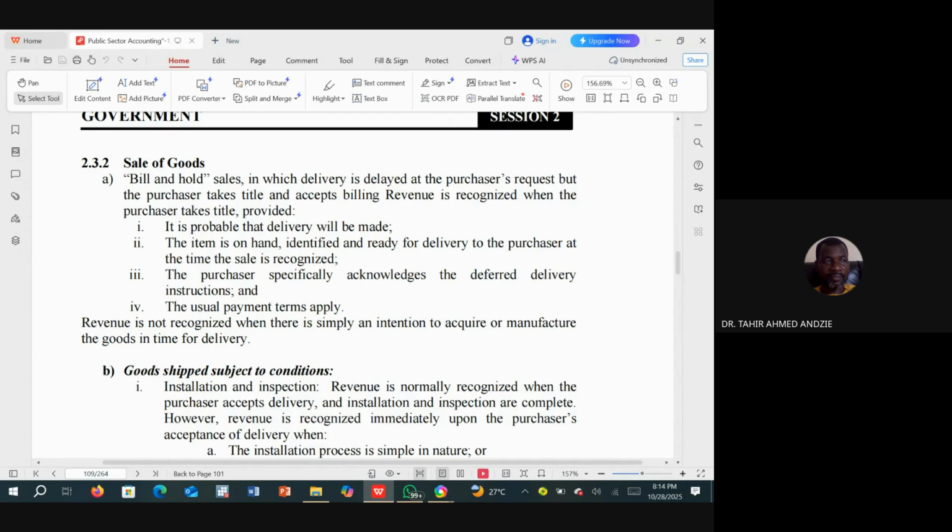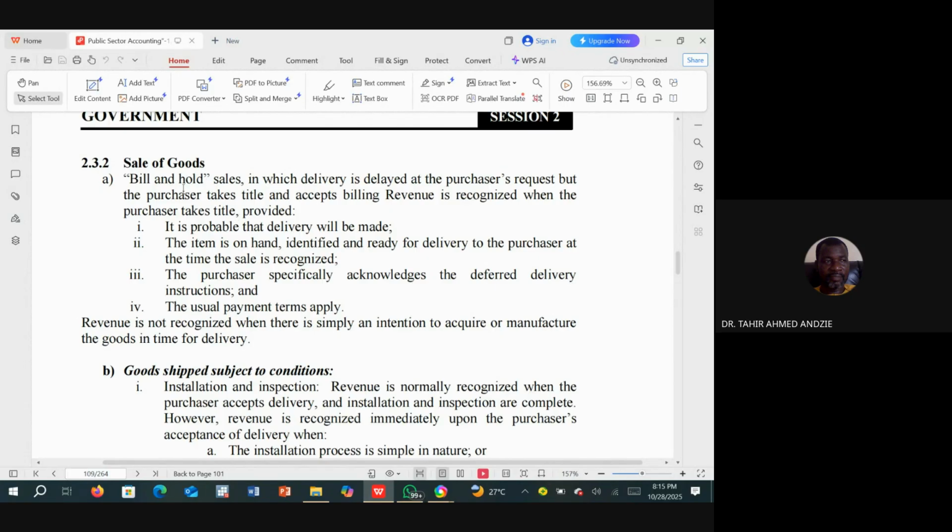Sales in which delivery is delayed at the purchaser's request, but the purchaser takes title and accepts billing: revenue is recognized when the purchaser takes title, provided it is probable that delivery will be made. So when we are talking of bill and hold, there are certain people who will come and buy the goods, you bill them, they accept the billing and agree that they have purchased, but you are holding the goods for them.